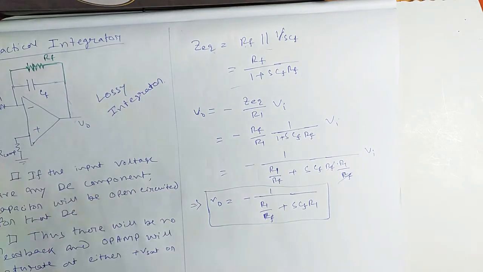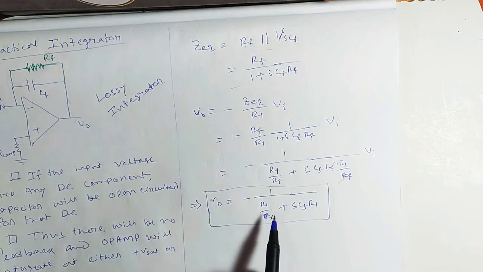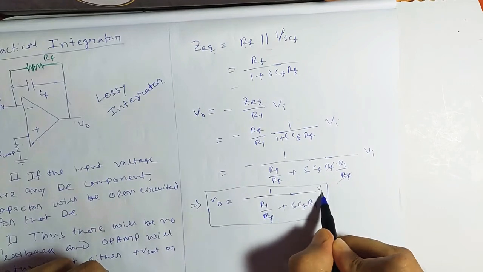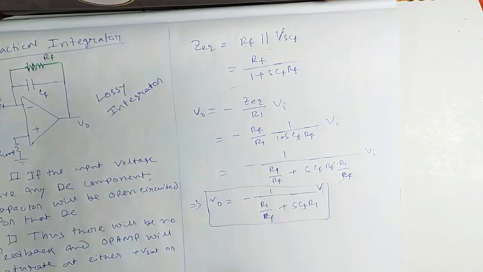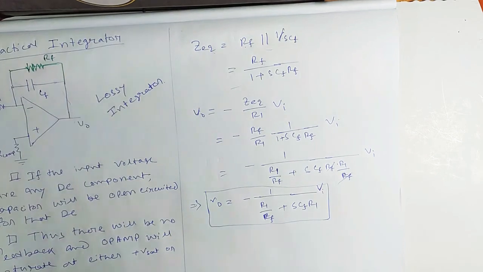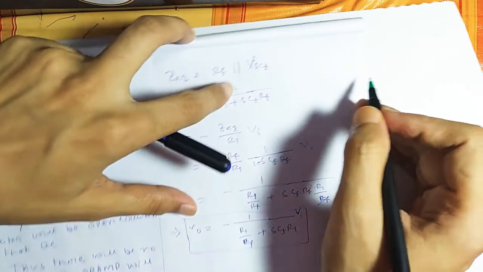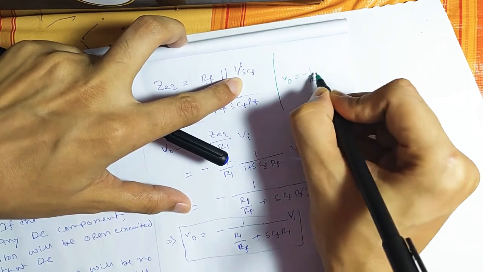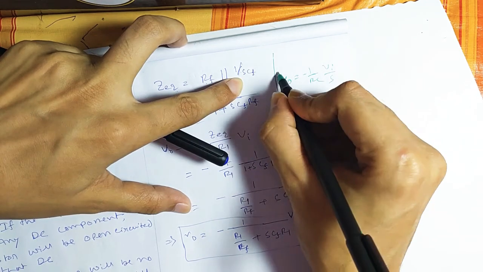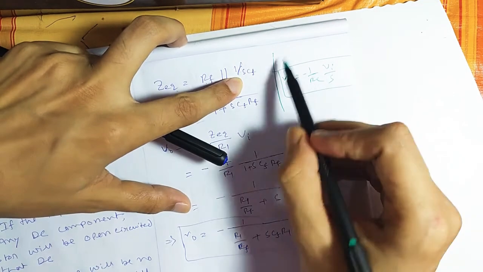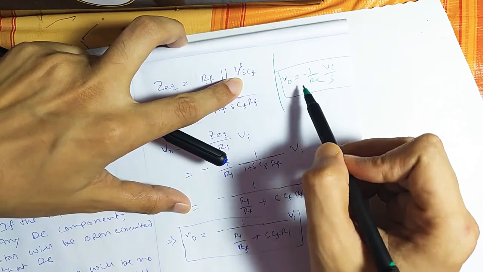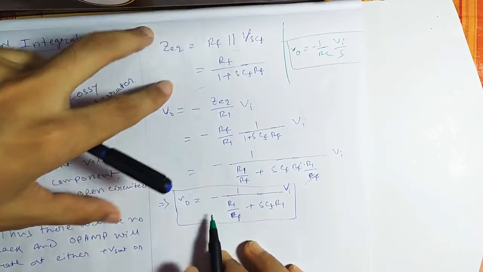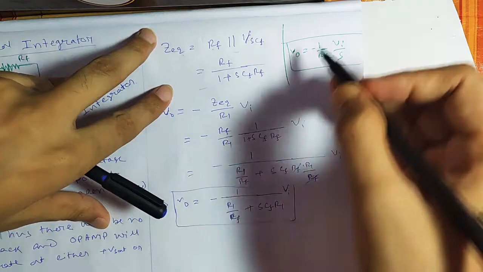Now you can see this expression is different from the previous integrator expression. In the previous case, if I write this in short, it was V0 equals minus 1 by RC Vi by S. It was the previous actual integrator case. So the ideal inverting integrator expression was this one, and this expression is different. So you can easily see the difference.